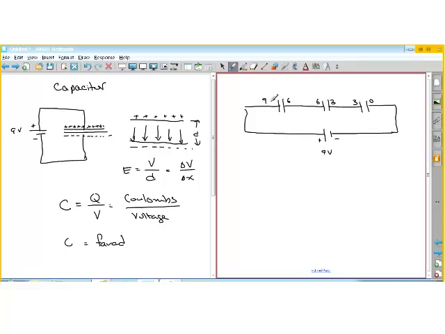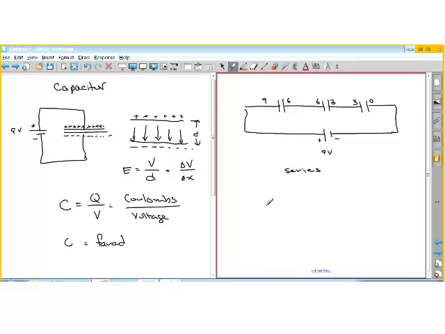So what happens is all the voltages are broken up into lesser amounts, so the sum of the voltages across the capacitors is going to be the total voltage that's applied to the capacitors. So this is what's called series.